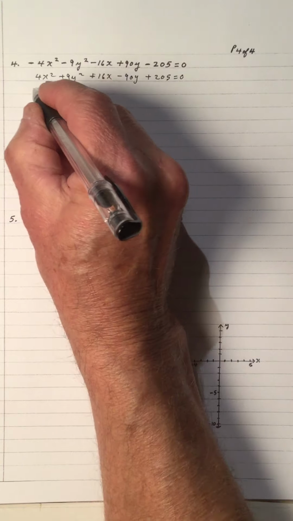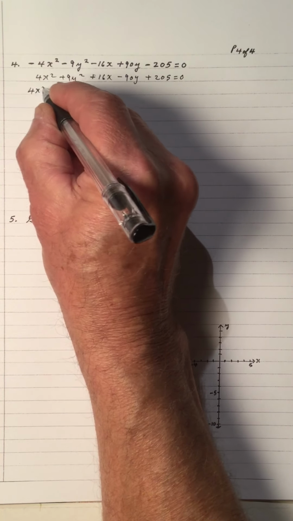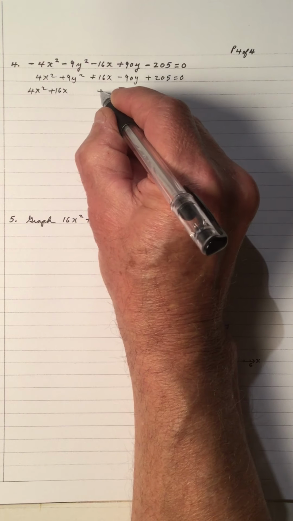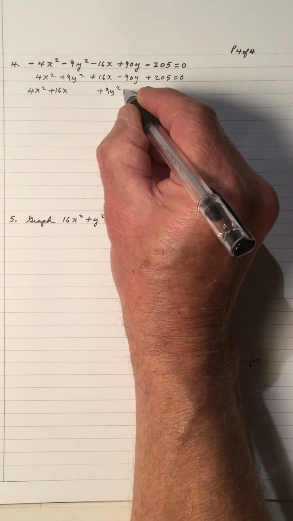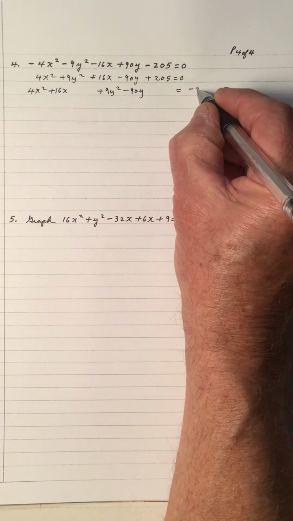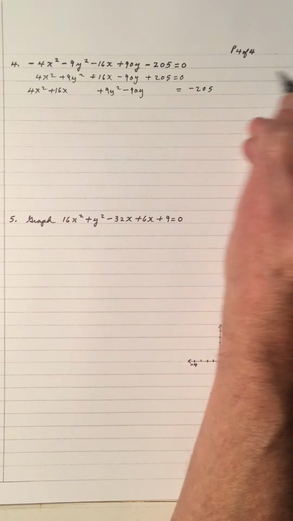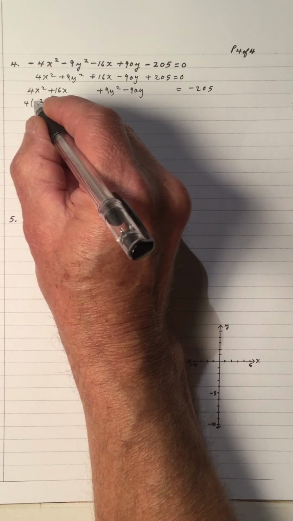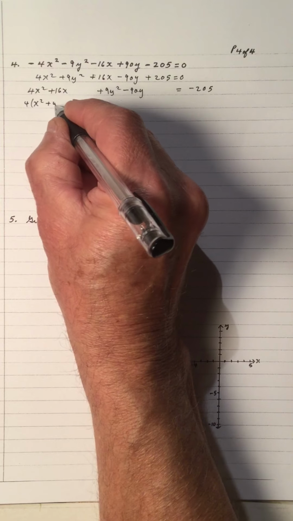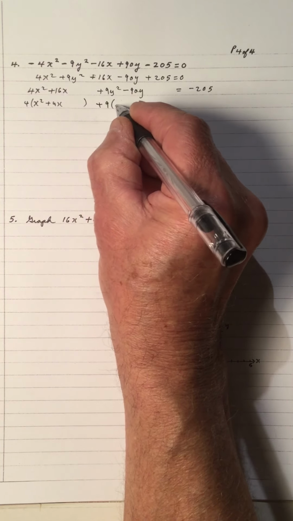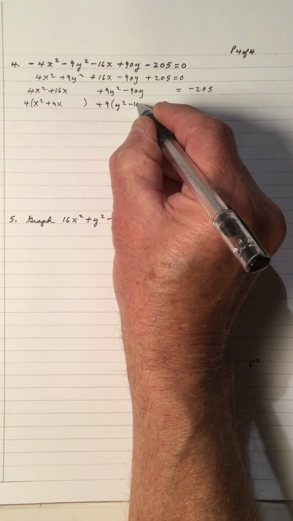So we factor out, we group the x's. No factoring yet. We group the x's. We group the y's. And we move the 205 to make it negative on the right side. Factor out the 4 to make the coefficient of x squared 1. Factor the 9 to make the coefficient of y squared 1.